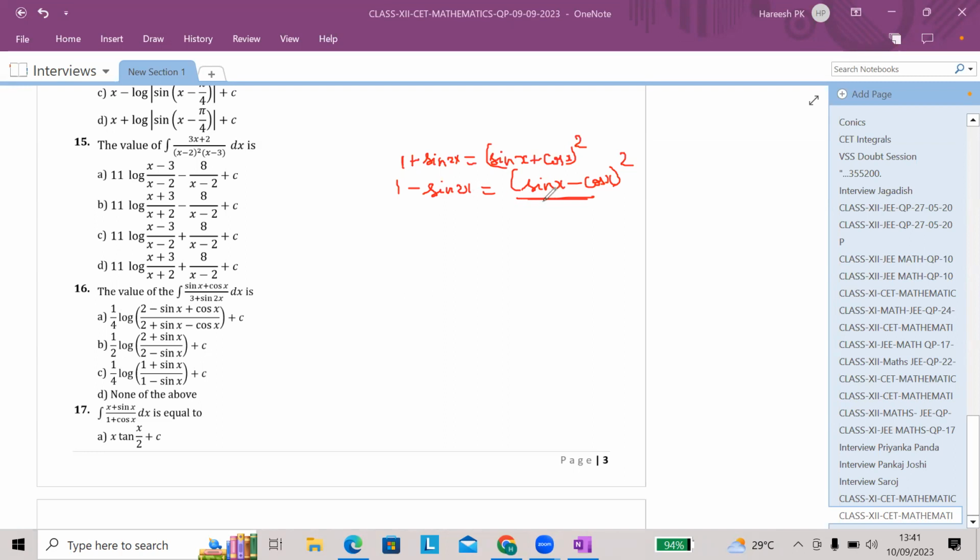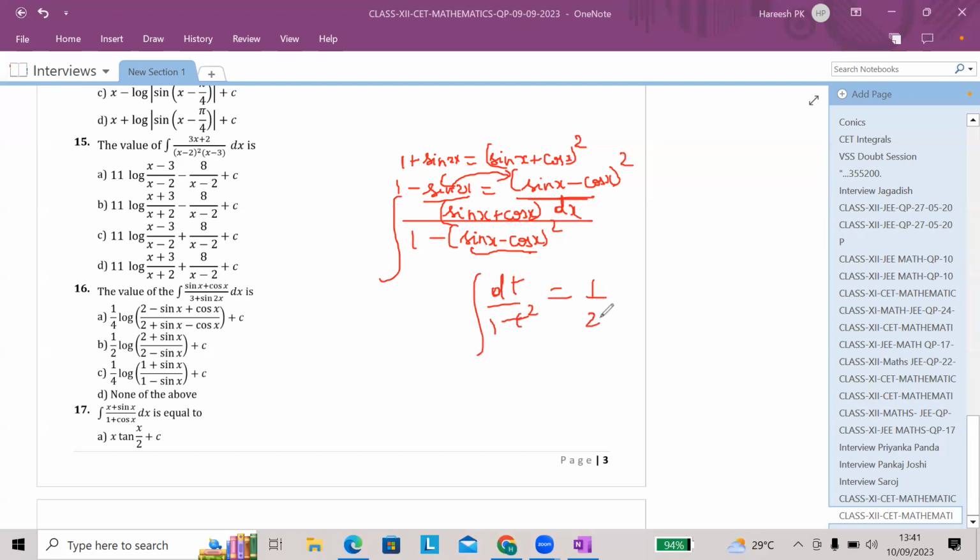Because if I write the denominator as sin x minus cos x whole square, the derivative of sin x minus cos x is cos x plus sin x. That's there in the numerator. So all I have to do is for sin 2x, I'll write it as 1 minus sin x minus cos x whole square, and then you have here sin x plus cos x dx. So this will be t. So it will become dt by 1 minus t square.